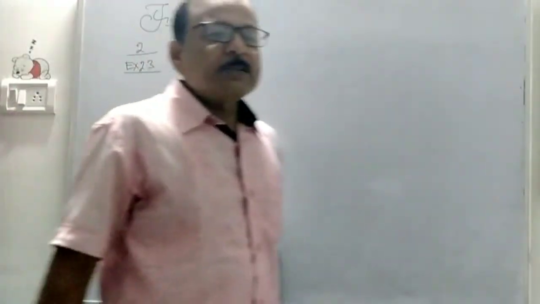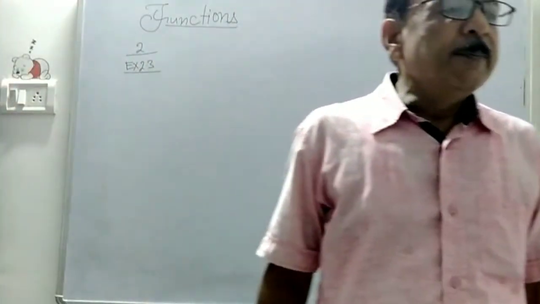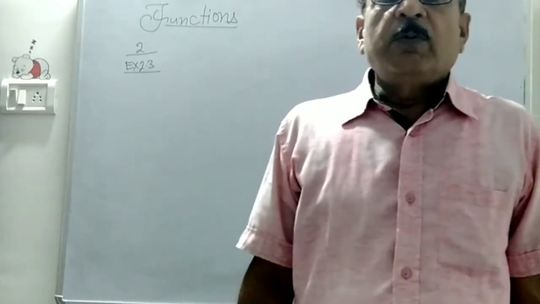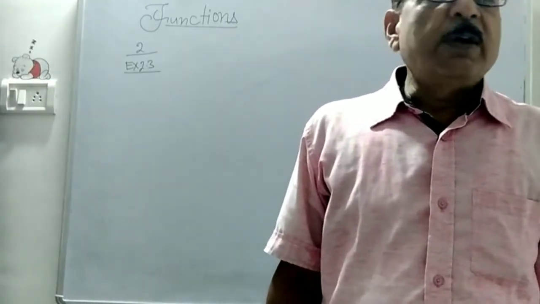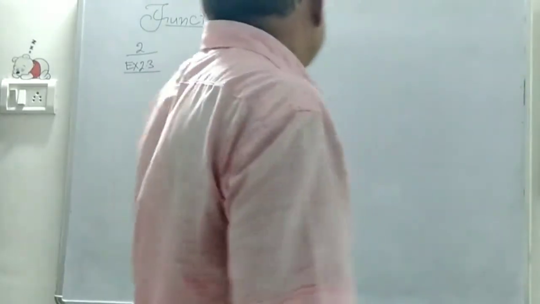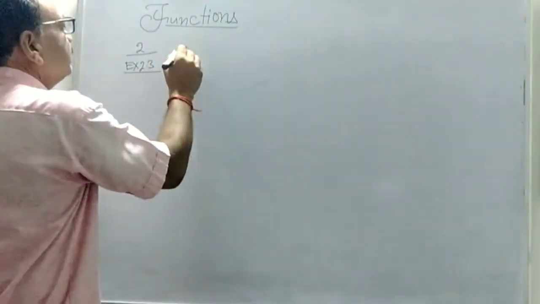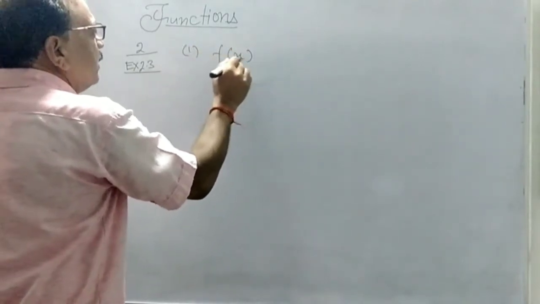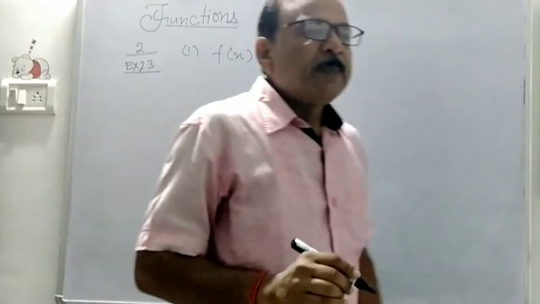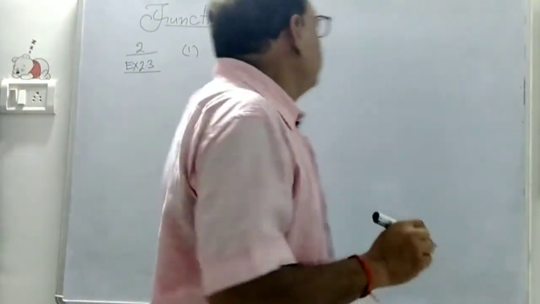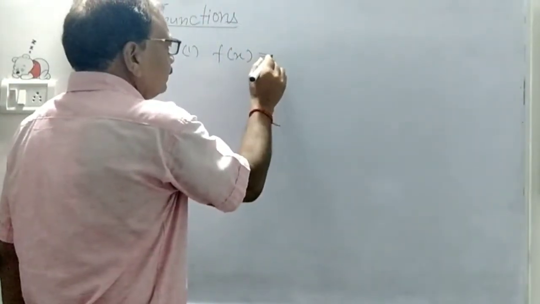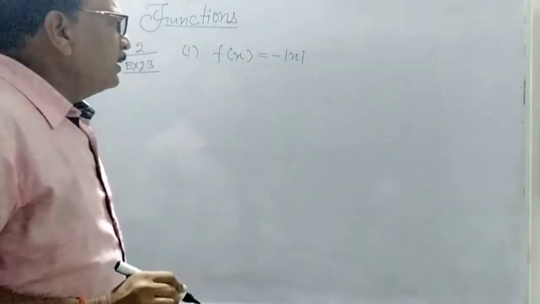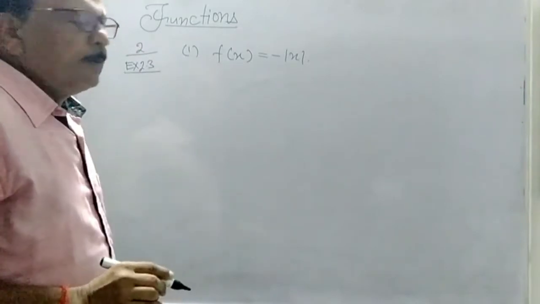Question number 2, exercise 2.3. Find the domain of the real valued function. The first one given is f(x) equal to minus mod of x, a real function. So find the domain of the function.